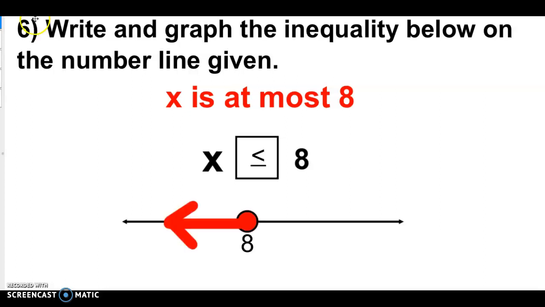Okay, boys and girls, so at most 8 means that's the most it could be. So that's less than or equal to, which means it's a closed circle on 8 because the answer does include 8, and less than always goes to the left on the number line.